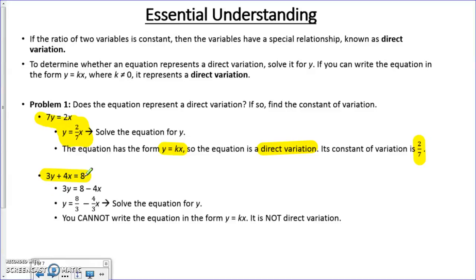Again, we have to solve for y, so the first thing we have to do is subtract 4x from both sides, and then we get 3y equals 8 minus 4x, and then we divide everything by 3, and we get the equation y equals 8 over 3 minus 4/3 x. You cannot write the equation in the form y equals kx, therefore this equation is not direct variation.